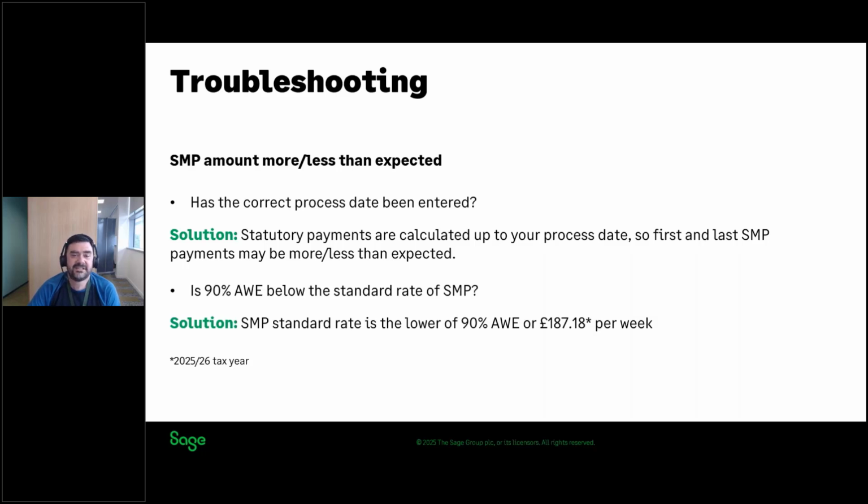And if it's specifically the standard rate of SMP that you think is too low, do keep in mind that the standard rate is either the flat rate, 187.18 per week, or 90% of average weekly earnings, whichever's lower. So that catches a few people out sometimes for the standard rate.